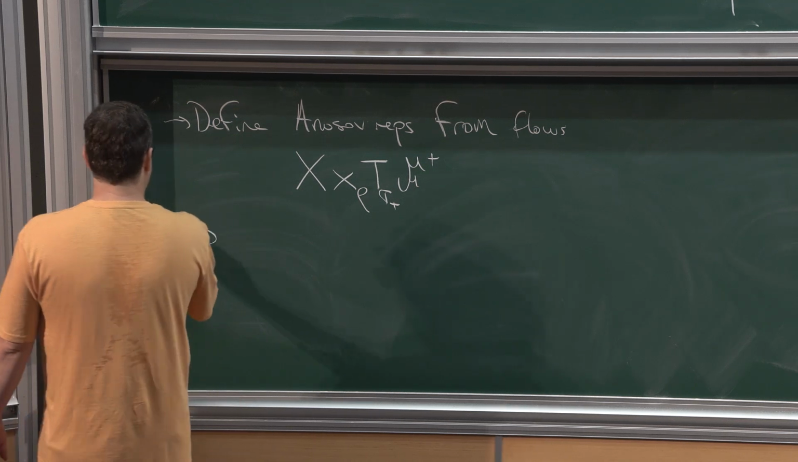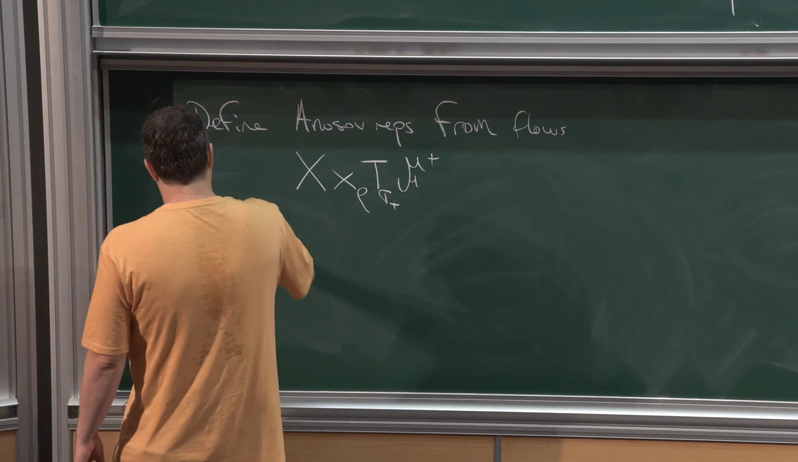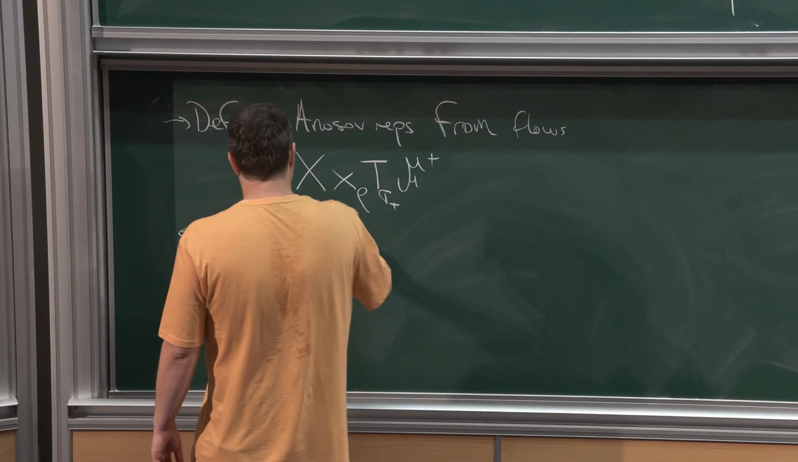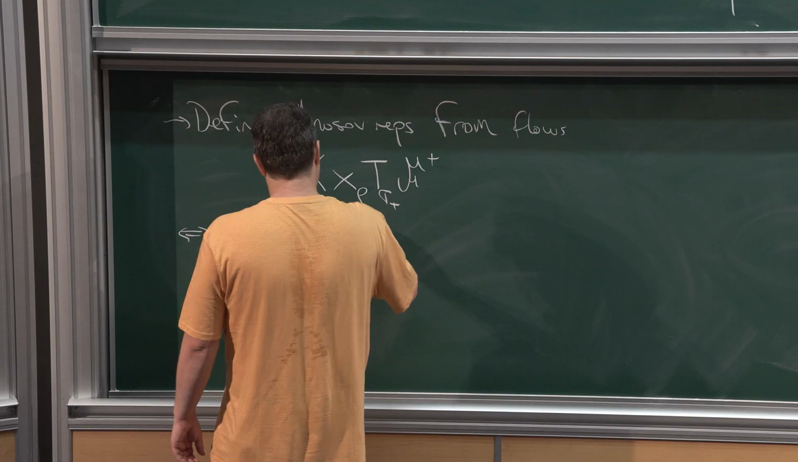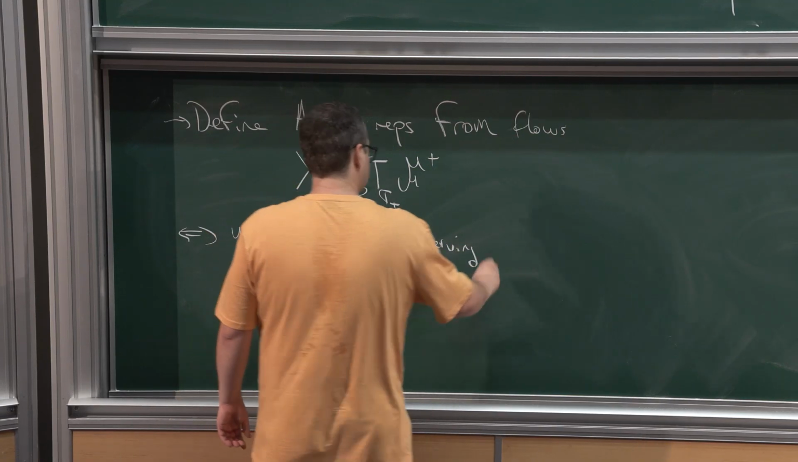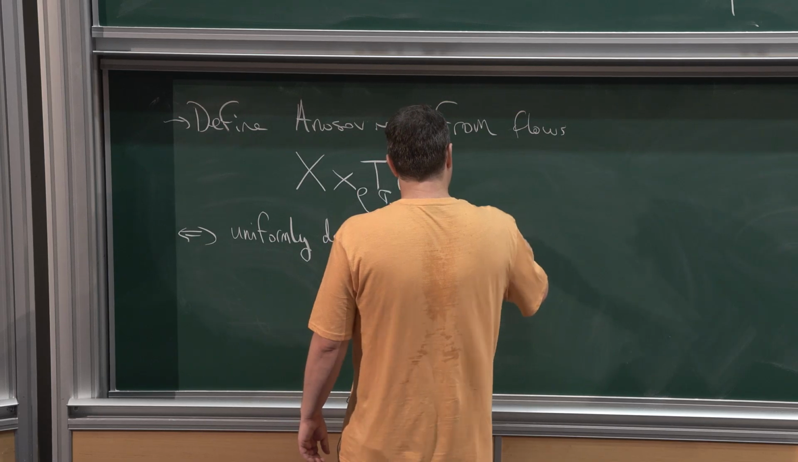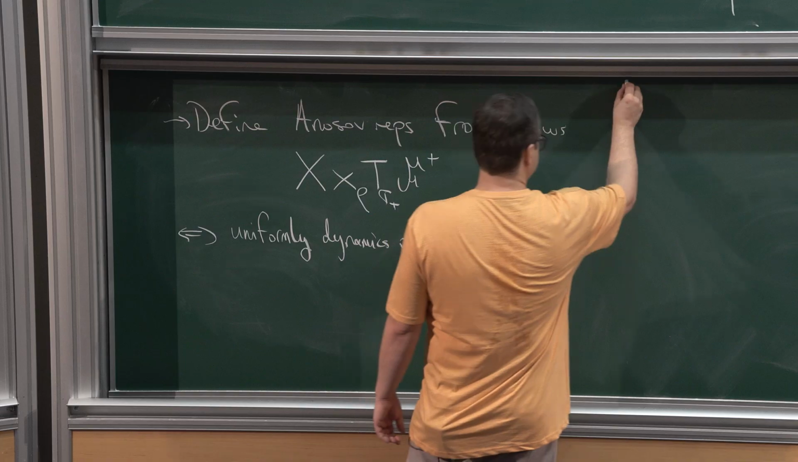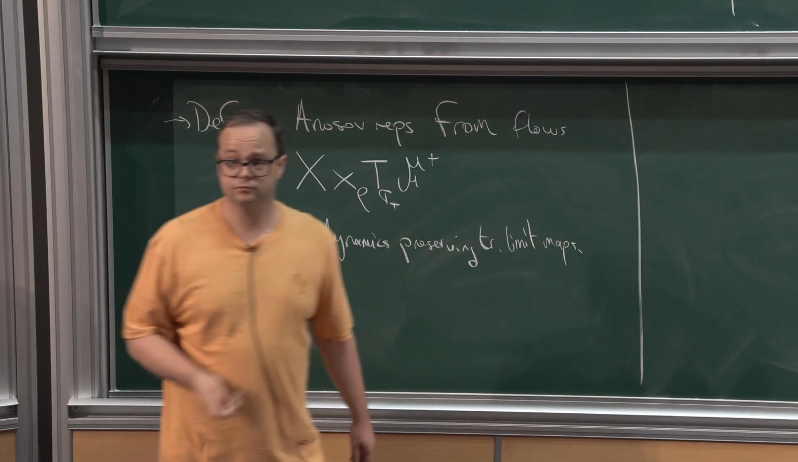And it's also equivalent to having uniformly dynamics preserving transverse limit maps. Okay.